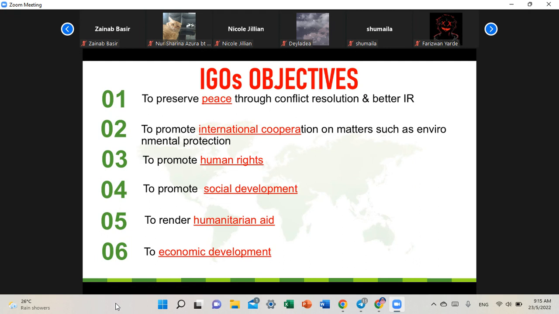Okay, ICRC, for instance, or volunteers delivering food supplies to trapped communities, like Mercy. So this kind of volunteers, they cannot be harmed in any way during the war. Okay, it became an international norm. And then economic development. Okay, so those are the 6 IGO's objectives.